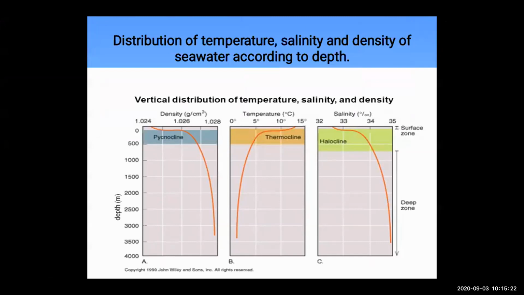Now next we are going to learn about the salinity, that is the C graph. As we go down in depth from the surface, the salinity remains the same. Here also you can see the deep zone, and above is the surface zone. Slowly if we go down in depth, the salinity also remains the same. There is no change in the salinity.